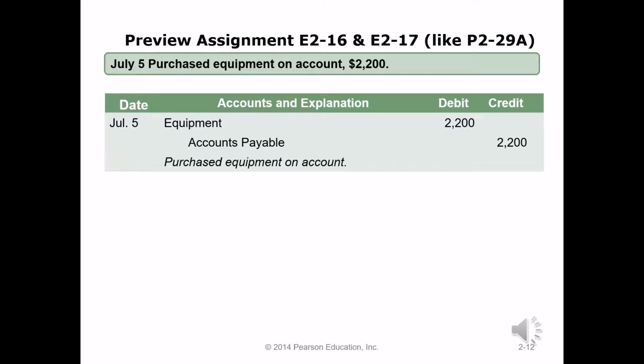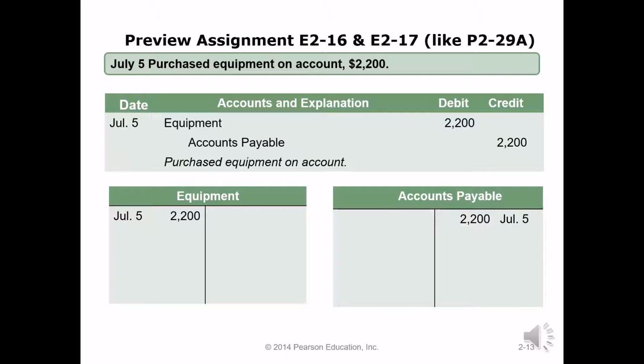Pause the presentation and post this journal entry to your ledger accounts or to your T accounts. We're using two brand new accounts this time, so these are the only balances that we have. Make sure that your equipment is debited for $2,200 and your accounts payable account is credited for the $2,200.